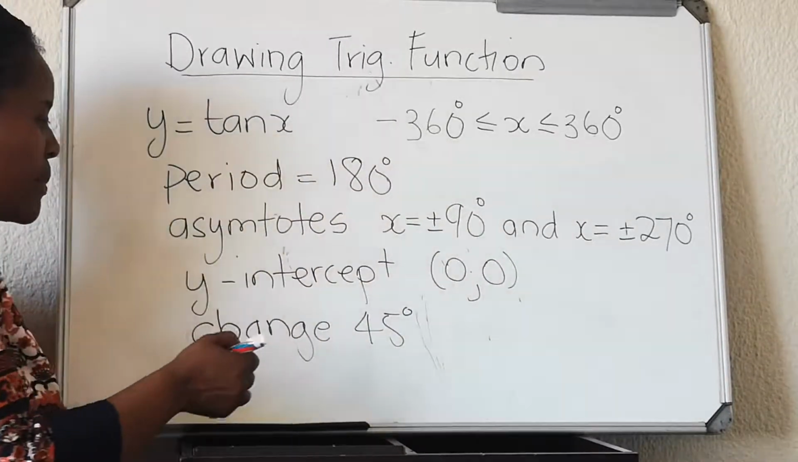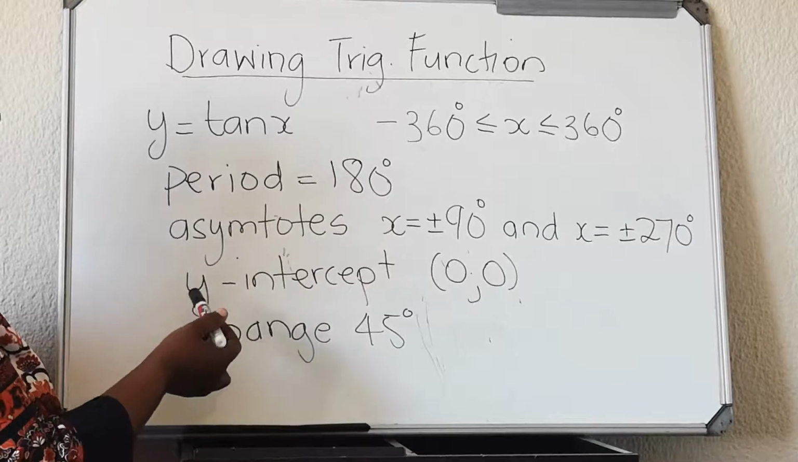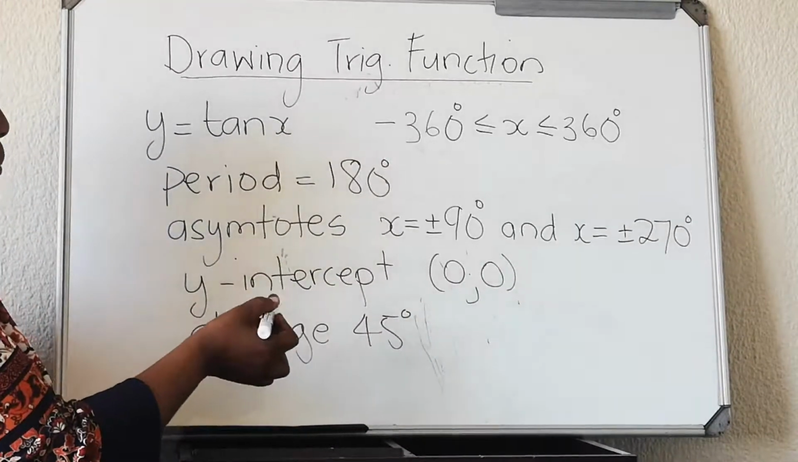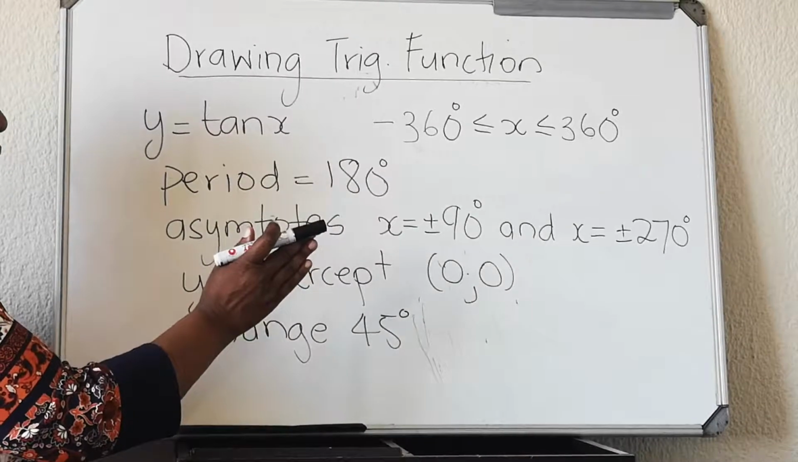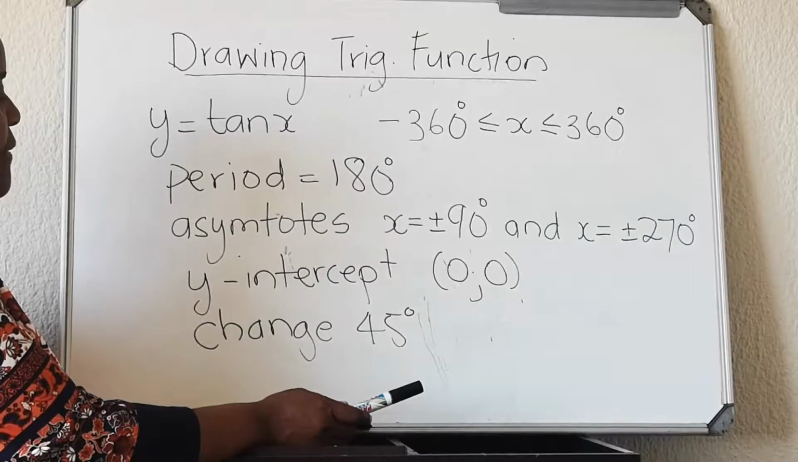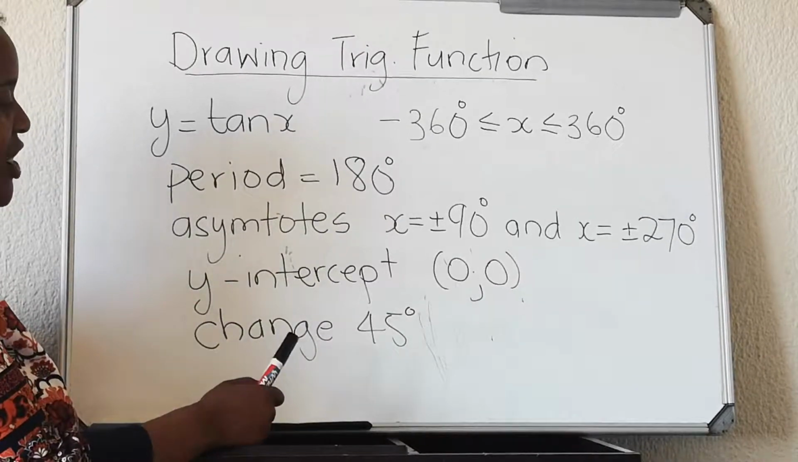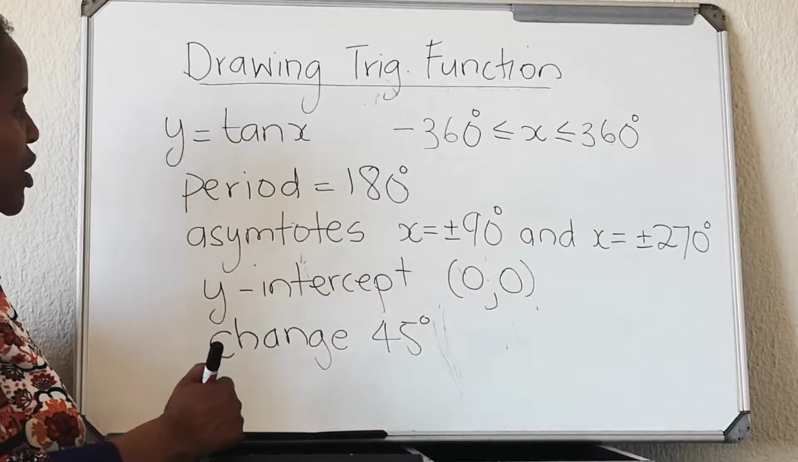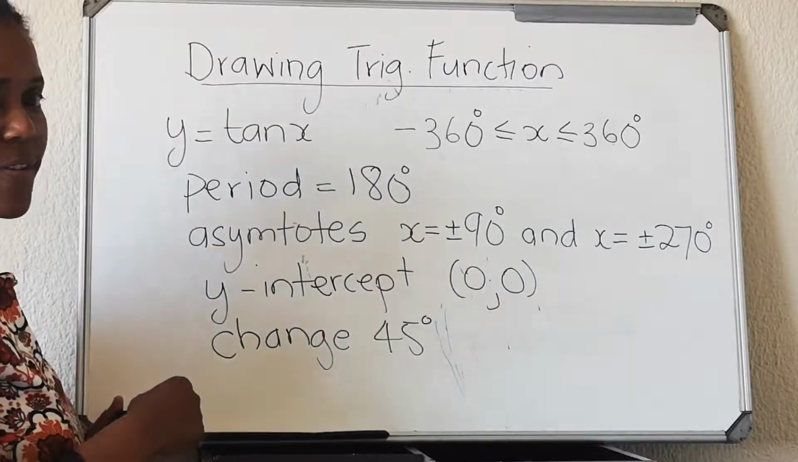What you need to remember with this function is that the y-intercept is at (0, 0). That is important. If you know that coordinate, then you can fill in the other ones. With the tan function, every 45 degrees there's a change. That information will also help us to draw the function. Let us draw the function.